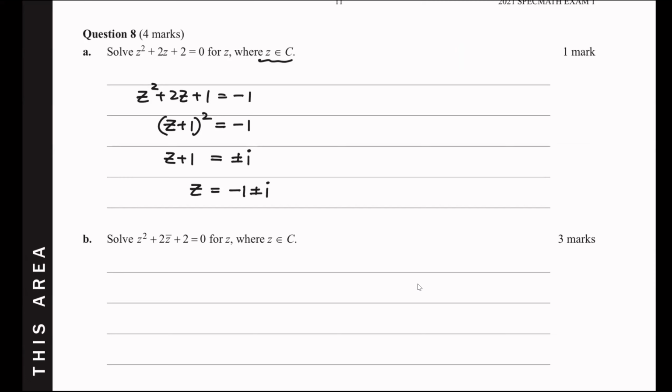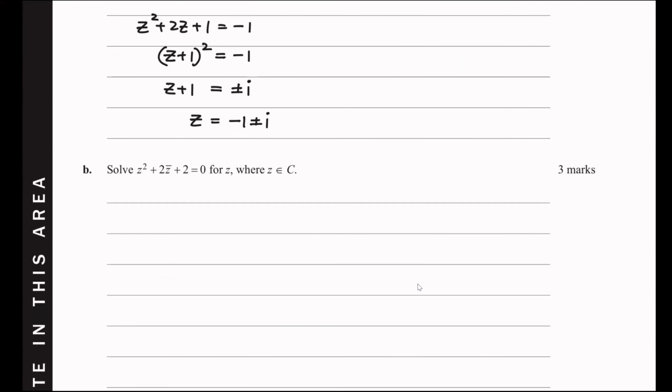Question 8, a nice complex number question. Solve z squared plus 2z plus 2 equals 0 for z, where z is a complex number. So I'll push a 1 to the right-hand side and I get a minus 1. Then just complete the square, I get z plus 1 squared equals minus 1. Take a square root, you have to recognize this will be plus or minus i. Therefore, z equals minus 1 plus or minus i. Okay?